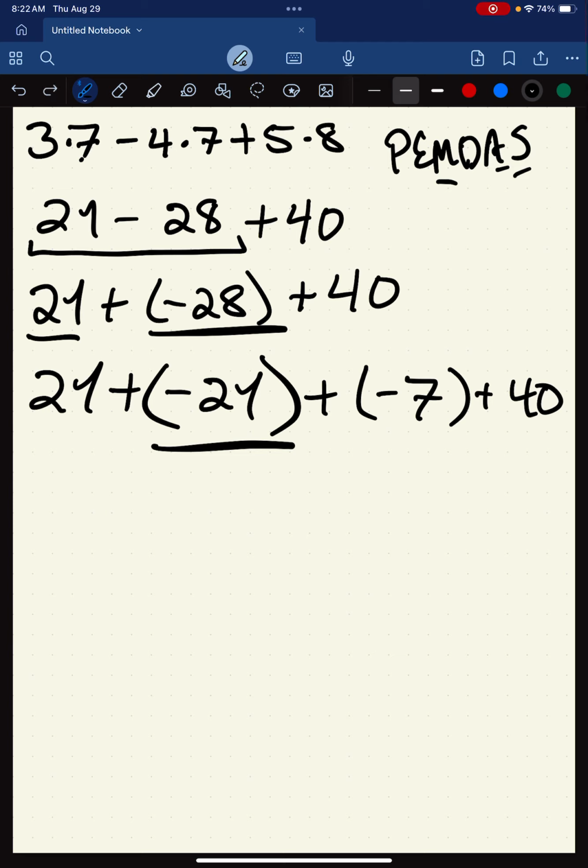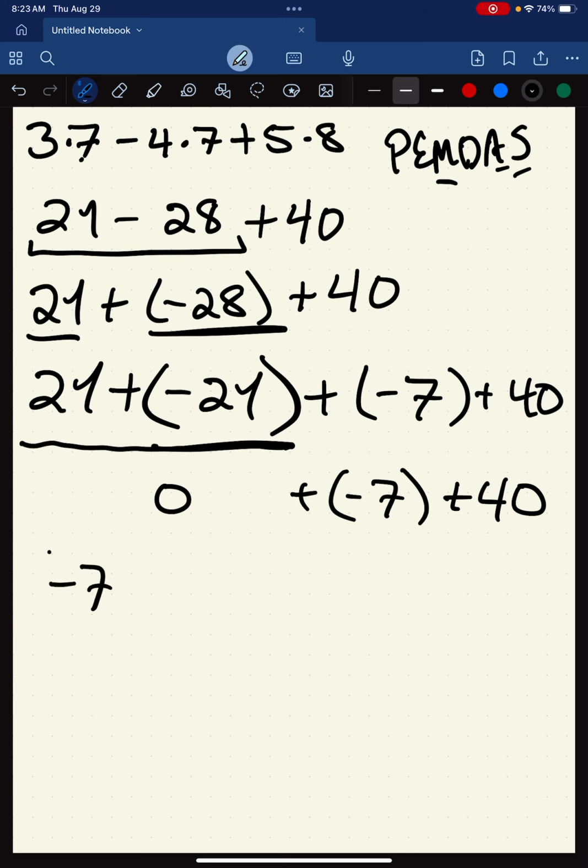And what we have here is something very convenient, which is that 21 plus -21, something plus its opposite. Well, we know if we have 21 counters and then 21 anti-counters, we can pair them up one by one, and they're all going to cancel each other out, right? And so you're going to be left with 0. So 21 plus -21 is 0. And we still have this -7 and this 40. So let's drop this down, drop the 0.